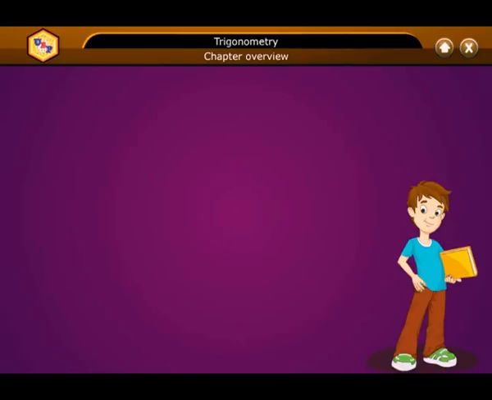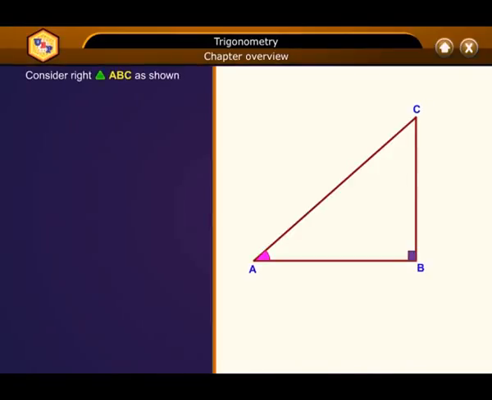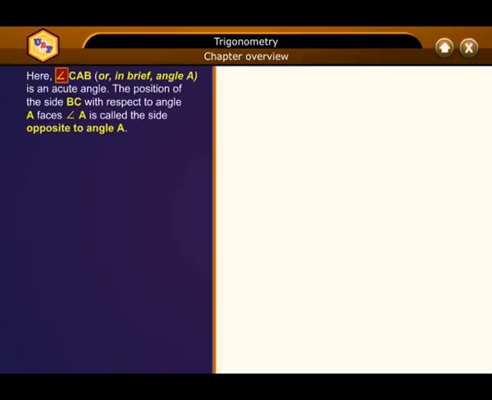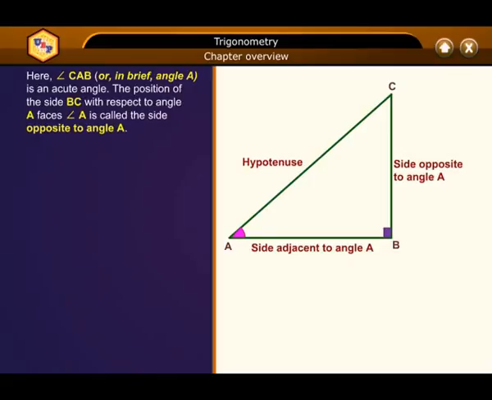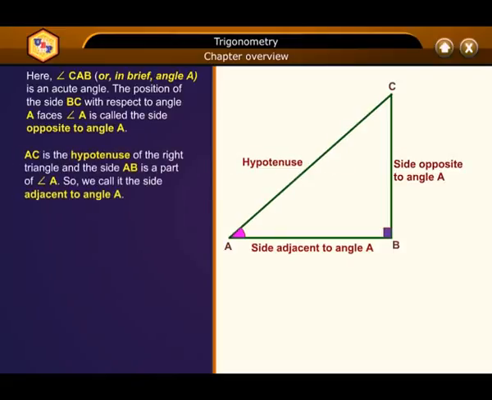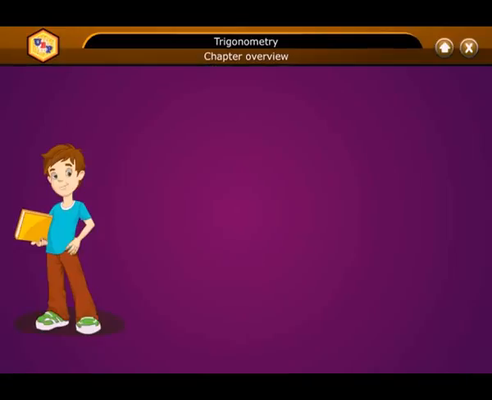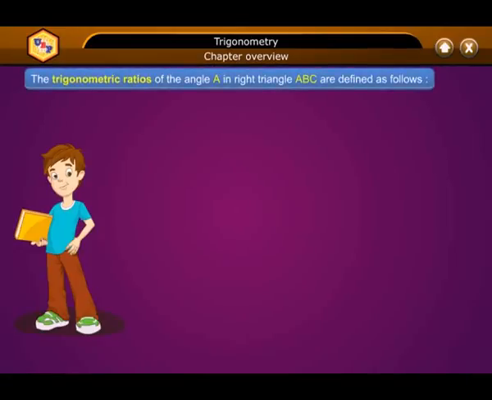Before we go into detail of trigonometry, let us consider right triangle ABC as shown. Angle CAB is an acute angle. Consider the position of the side BC with respect to angle A. It faces angle A. We call it the opposite side of angle A. AC is the hypotenuse of the right triangle and the side AB is a part of angle A. So we call it the side adjacent to angle A. The trigonometric ratios of the angle A in right triangle ABC are defined as follows.